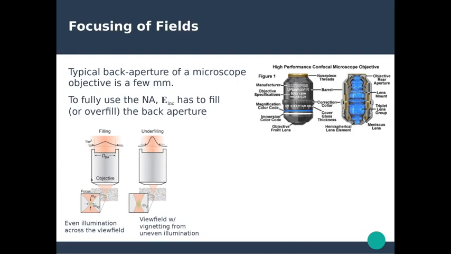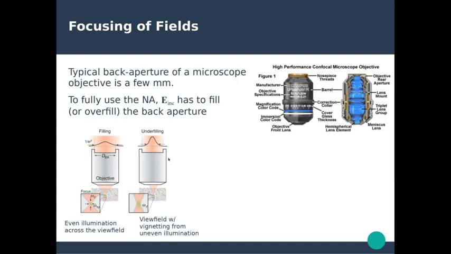So this is the schematic of the objective and the back aperture, which is a few millimeters. If you're sending a Gaussian beam, with a certain beam waist, onto this back aperture, if the beam waist is fairly large and covers the entire back aperture, this is what we call the filling. Underfilling would be that the beam waist of your Gaussian beam is actually much smaller than the back aperture itself.